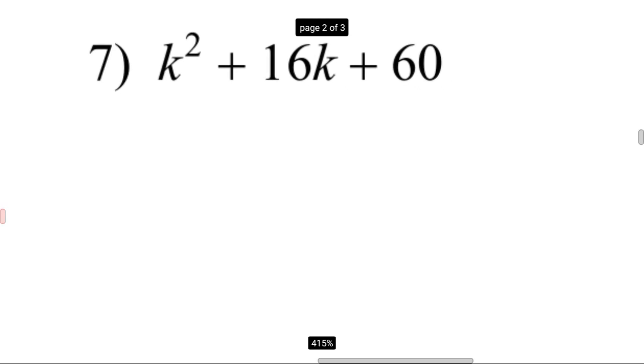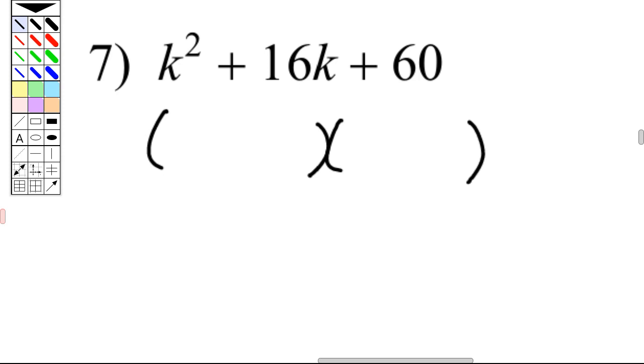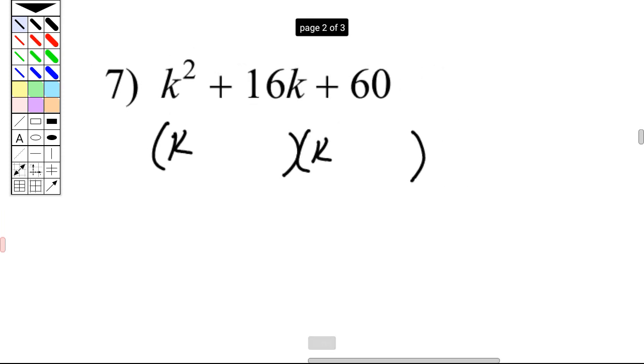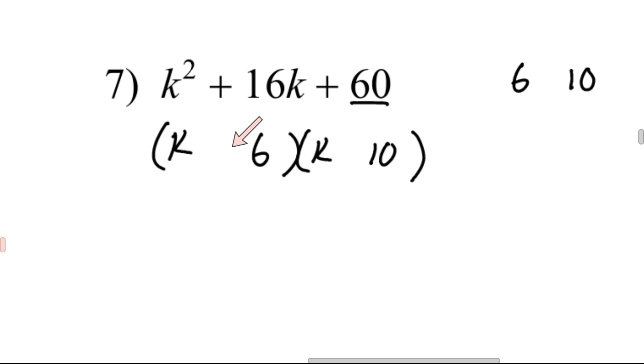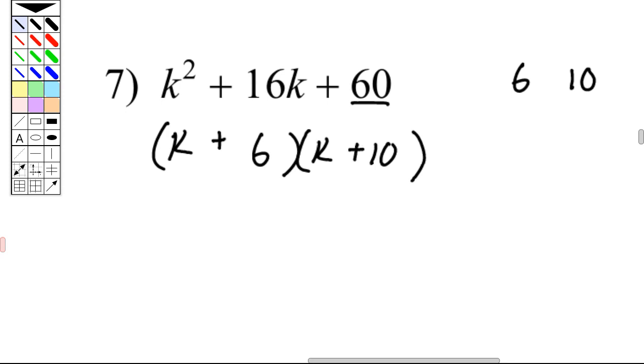Okay, so we have what times what makes k squared? It's got to be k and k. Let's save some time. Factors of 60 that can add to a 16. Well, I think 6 times 10 makes 60, and 6 plus 10 makes 16. So they got to multiply to make a positive, so it's either going to be a minus and a minus or a plus and a plus. But when I add them, it has to be positive 16, which means they both need to be a plus.